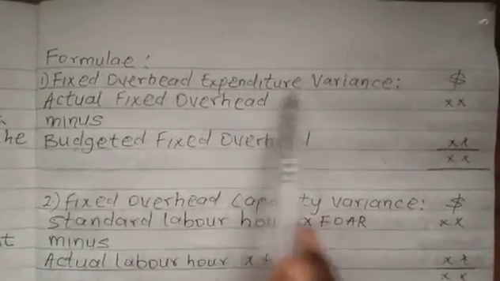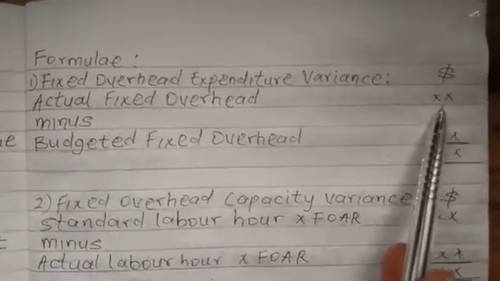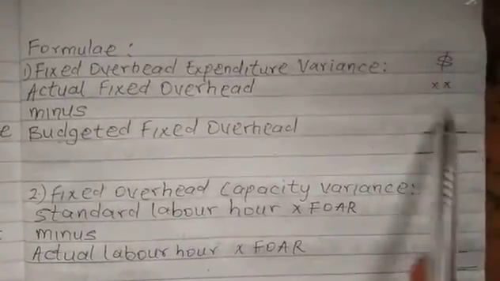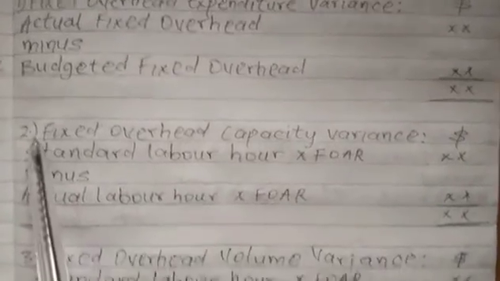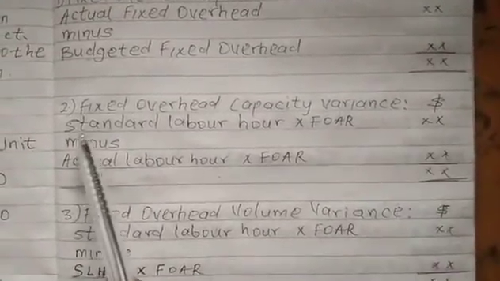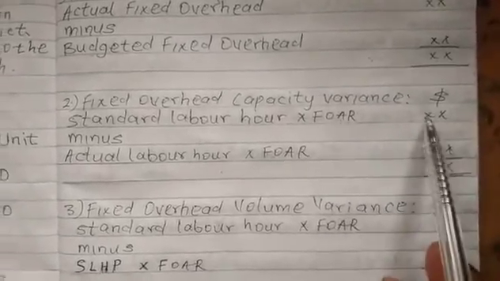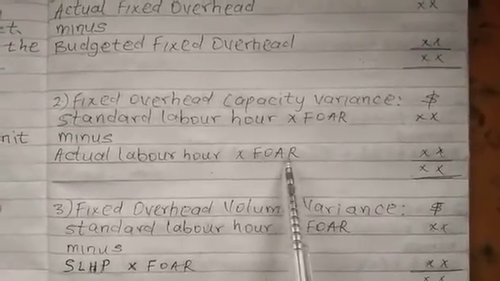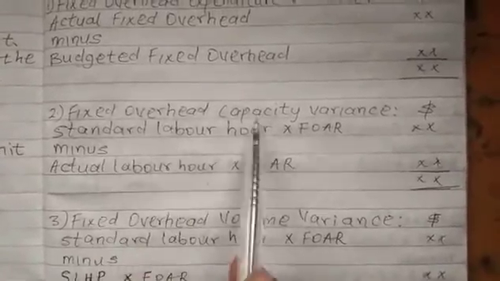1. Fixed overhead expenditure variance is actual fixed overhead minus budgeted fixed overhead, adjusted with each other, giving you the fixed overhead expenditure variance. 2. Fixed overhead capacity variance is standard labor hour multiplied by fixed overhead absorption rate, minus actual labor hour multiplied by fixed overhead absorption rate, adjusted with each other, giving you fixed overhead capacity variance.